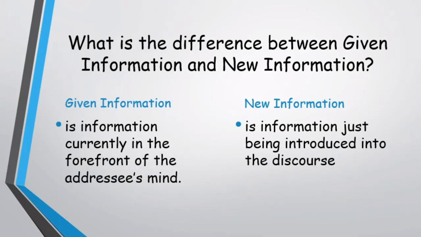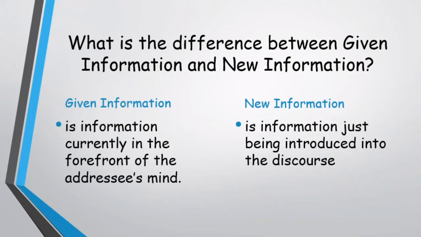For the first topic, let us now tackle the given information and new information. Now, what is the difference between given and new information? Given information is the information currently in the forefront of the addressee's mind. In short, the given information is assumed by the speaker to be known by the addressee.